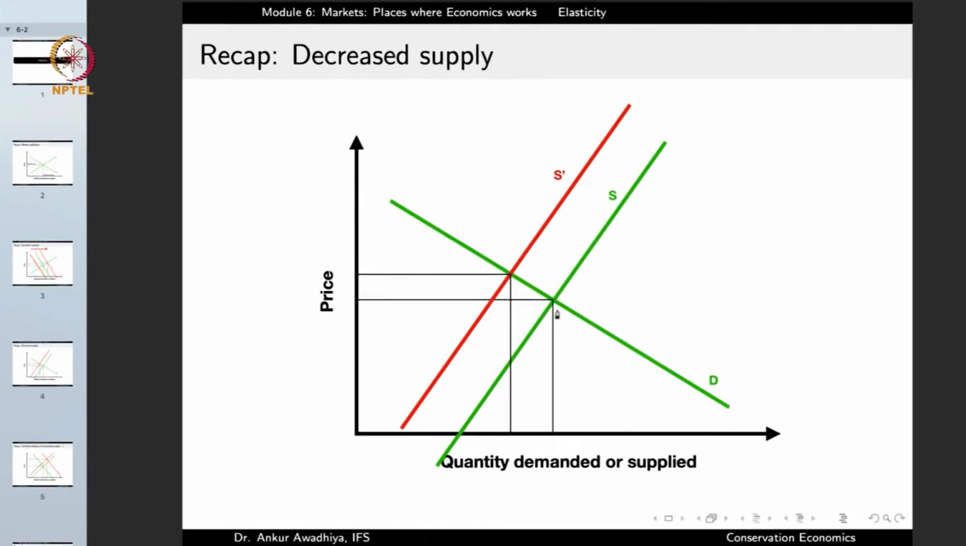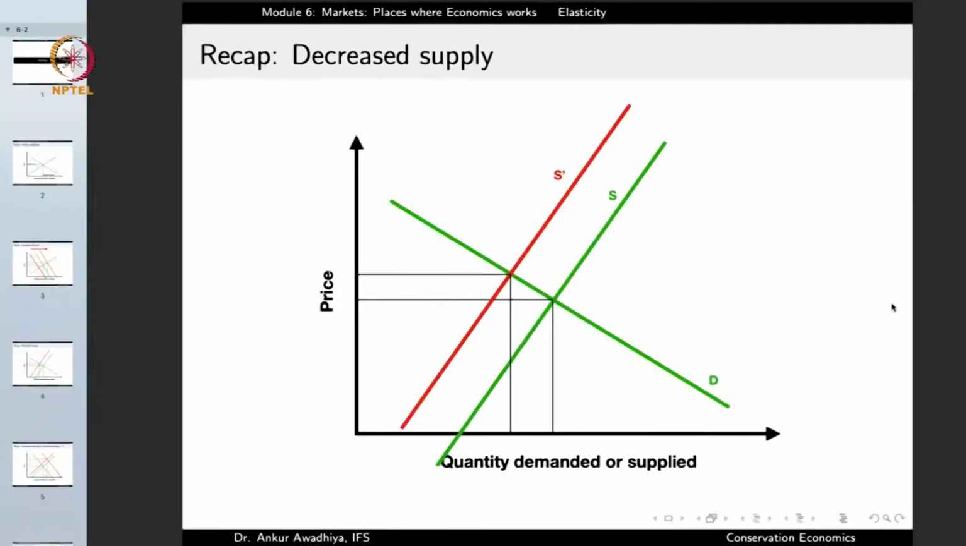What happens to the equilibrium quantity? Well, earlier the equilibrium quantity was this. The new equilibrium quantity is this. And as we can see, there is a decrease in the quantity that is demanded or supplied. So with a decreased supply, there is an increase in the price and a decrease in the net quantity that is demanded or supplied in this market.